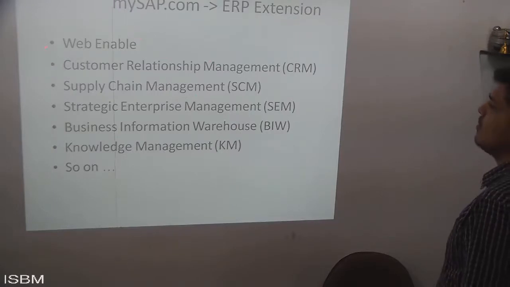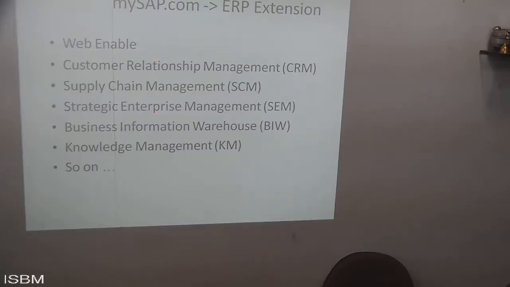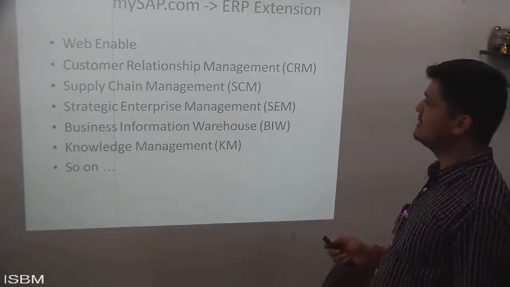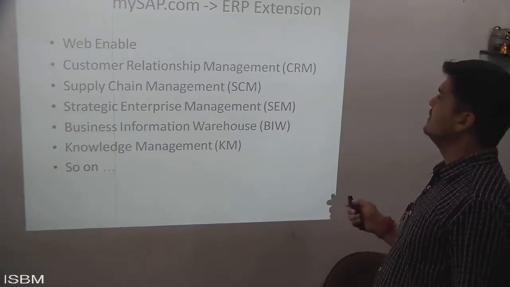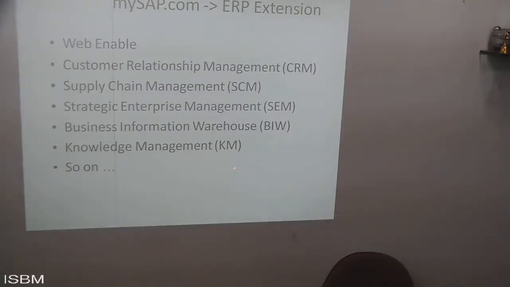Web enabled, customer relationship management or CRM. Then we have supply chain management, SCM. We have strategic enterprise management, business information warehouse, BW, and knowledge management, KM, and so on. It became web enabled. SAP has included CRM, SCM, strategic enterprise management, BW information warehouse, and KM knowledge management. And still they are including more.